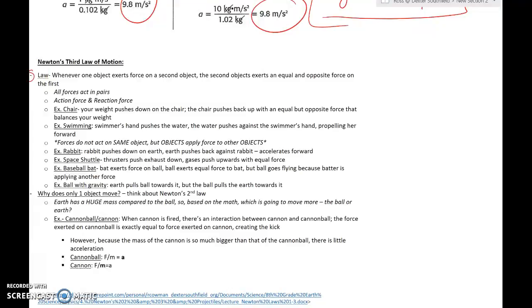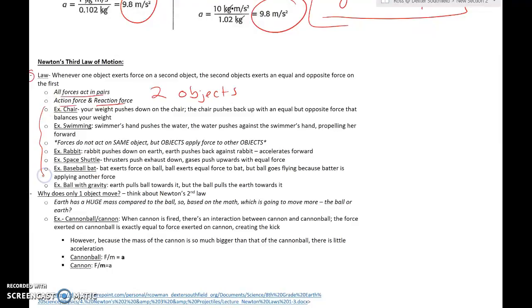Whenever one object exerts a force on a second object, that second object exerts an equal and opposite force on the first object. So when you say for every force there's an equal and opposite force, or for every action there's a reaction, what we're missing is that in this case there have to be two different objects that we're talking about. You can't just have one object and two forces applying Newton's third law. That doesn't work. So that's why we're talking about forces acting in pairs, an action and a reaction force, as well as two objects.